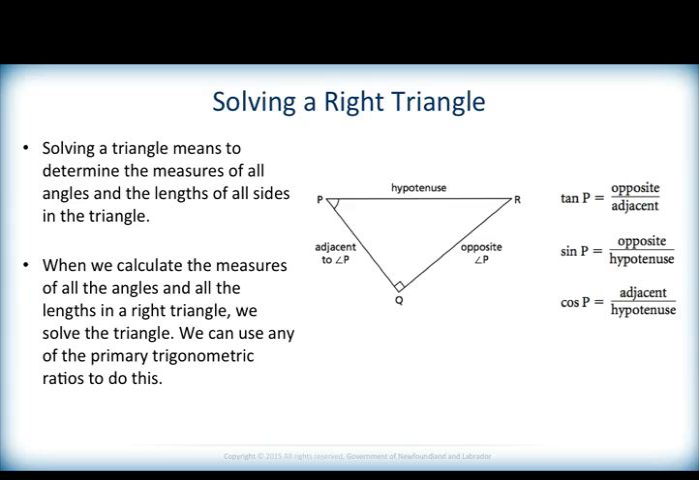Now we're going to look at how to solve a right triangle. Solving a triangle means to determine the measures of all angles and the length of all sides in the triangle. In previous questions, we would only be asked to find one angle or one side. Now we're going to use several ratios or the Pythagorean theorem to solve for all sides and all angles. When we calculate the measures of all the angles and all the lengths in a right triangle, we are solving the triangle. We can use any of the primary trigonometric ratios to do this.